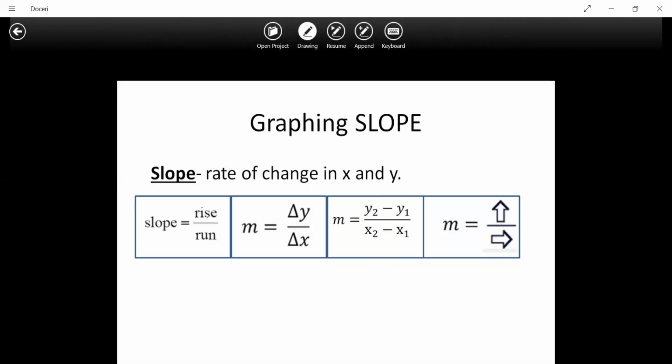Does anyone know what the third one is? What is it called? Slope equation? Slope formula? We're going to be doing those today as well. And the last one is just another visual representation. If we're going to do rise over run, always rise over run. Just to help you guys out.